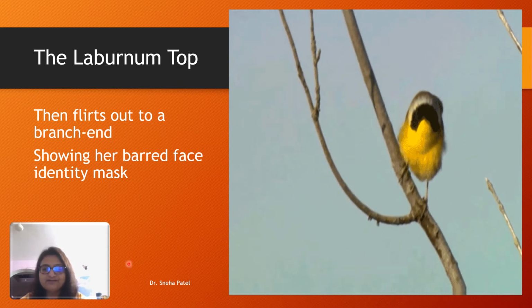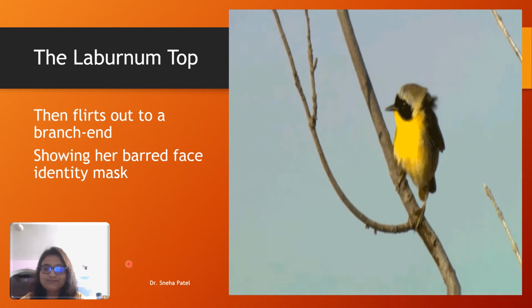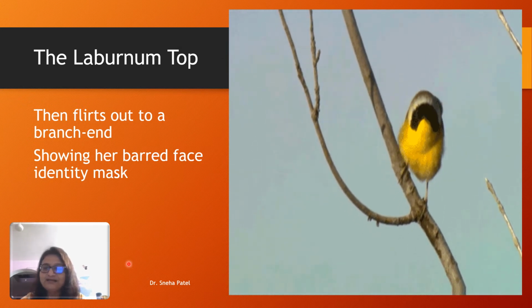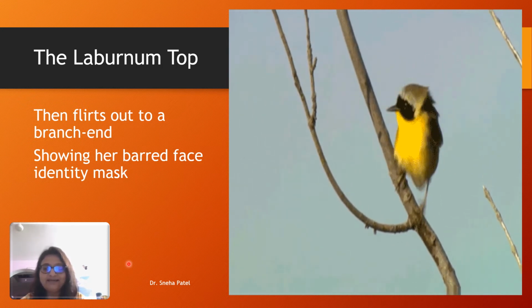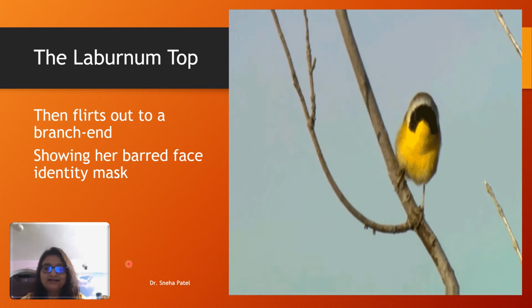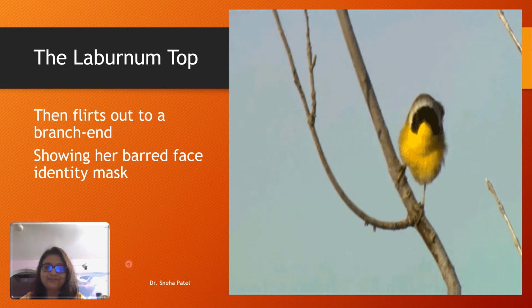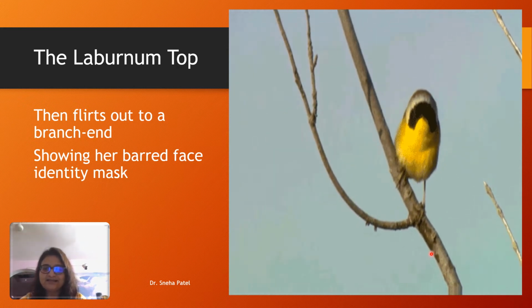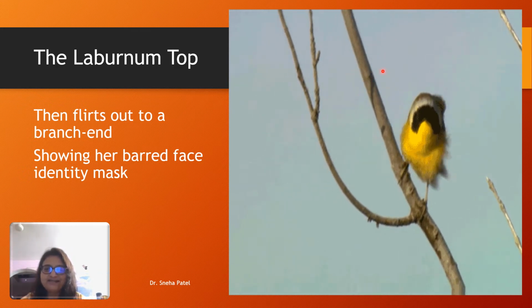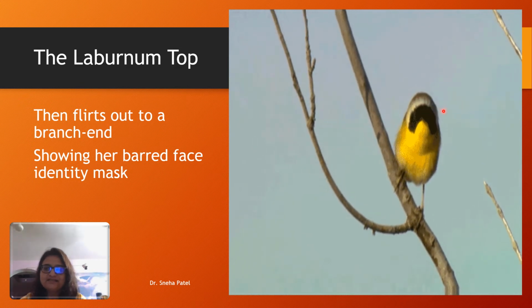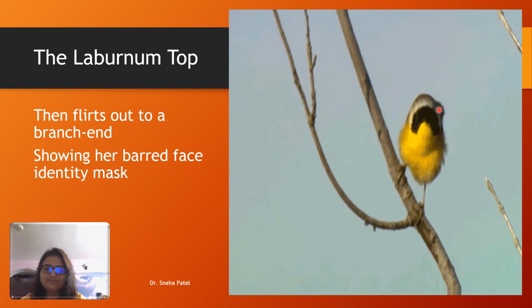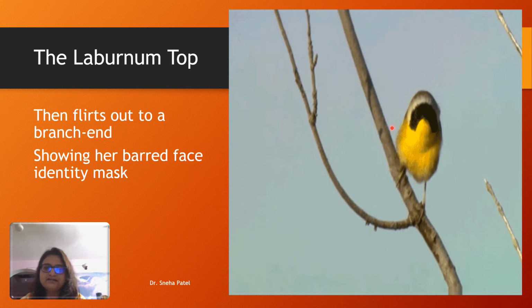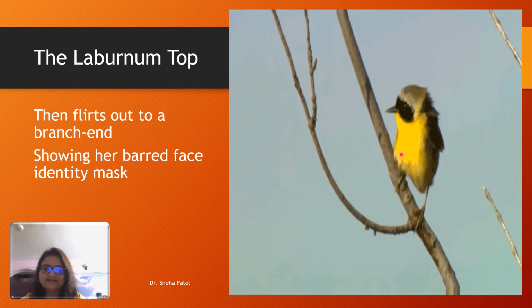After feeding her children, what does the goldfinch do? She again comes back to the branch end because she has to fly out again in search of food so that she can return with food. She comes and sits on the end of the branch, and her face, which is barred because these black stripes are there, is kind of an identity mask for her. She reveals her barred face, her identity mask.